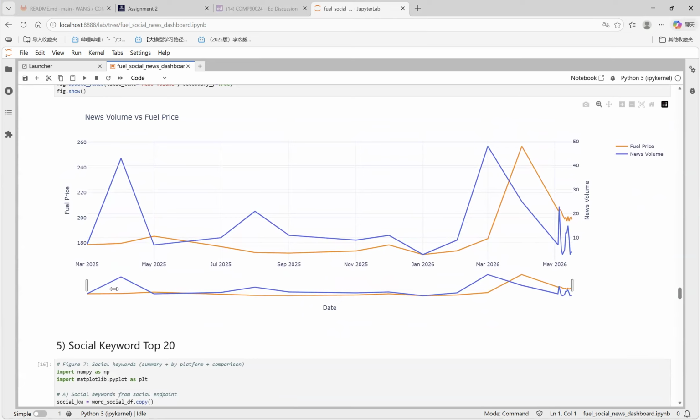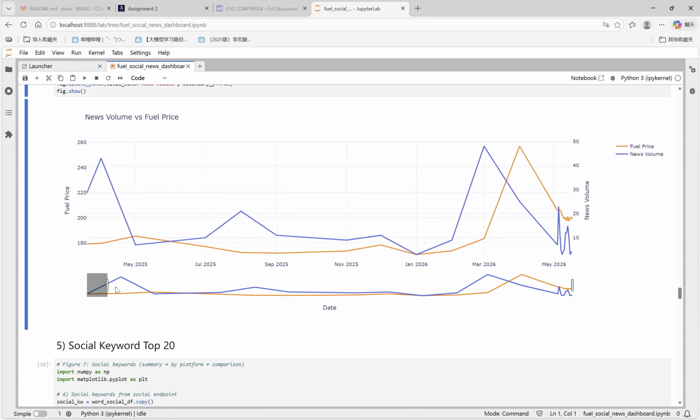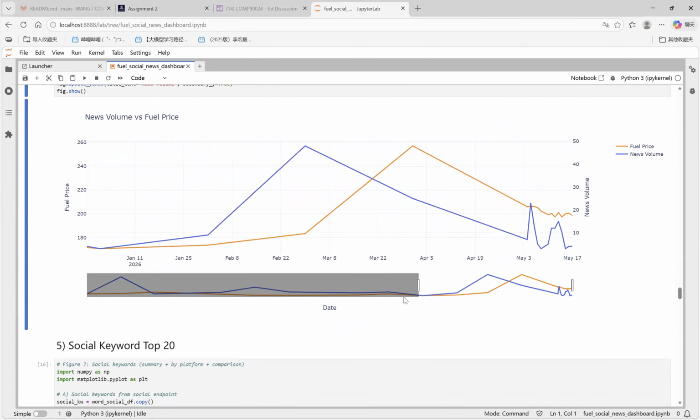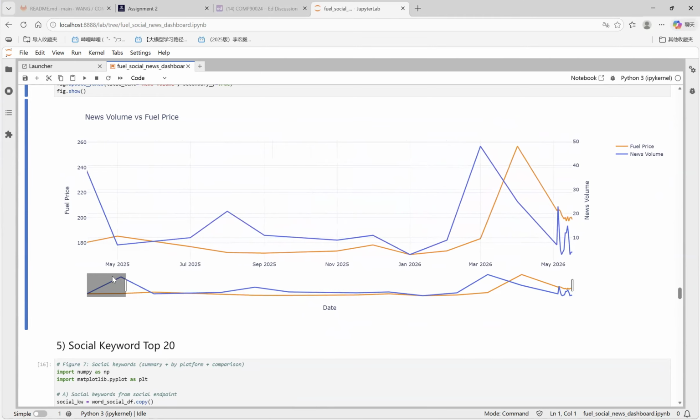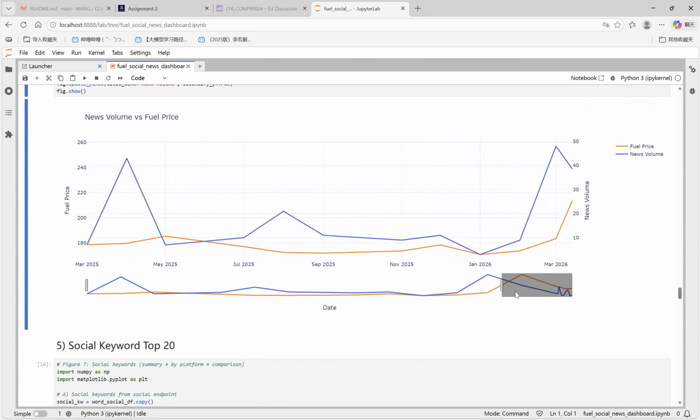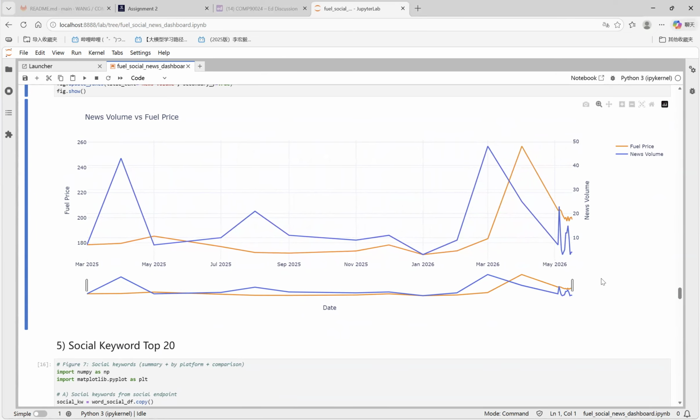And then the next plot compares news volume with fuel price. This figure helps us understand the relationship between media attention and price changes. It allows us to observe whether news coverage increases around major fuel price movements. It is useful because news data can show how much attention the topic received from media sources, while fuel price data shows the real price background.